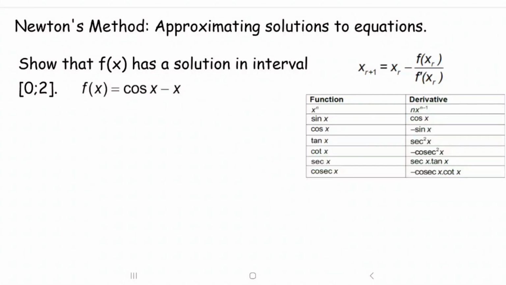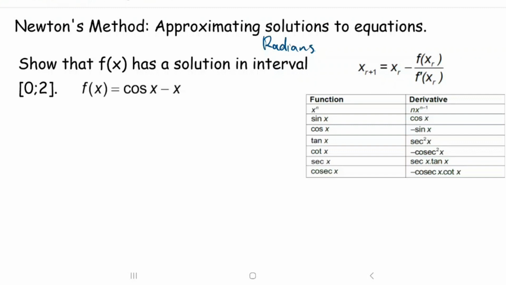Alright, so welcome to this next video. In this next video, we'll be doing Newton's method, but now we'll be using some trig functions. So as you can clearly see, in our case, f of x equals cos x minus x. Make sure that your calculator is always in radians whenever we're doing this.